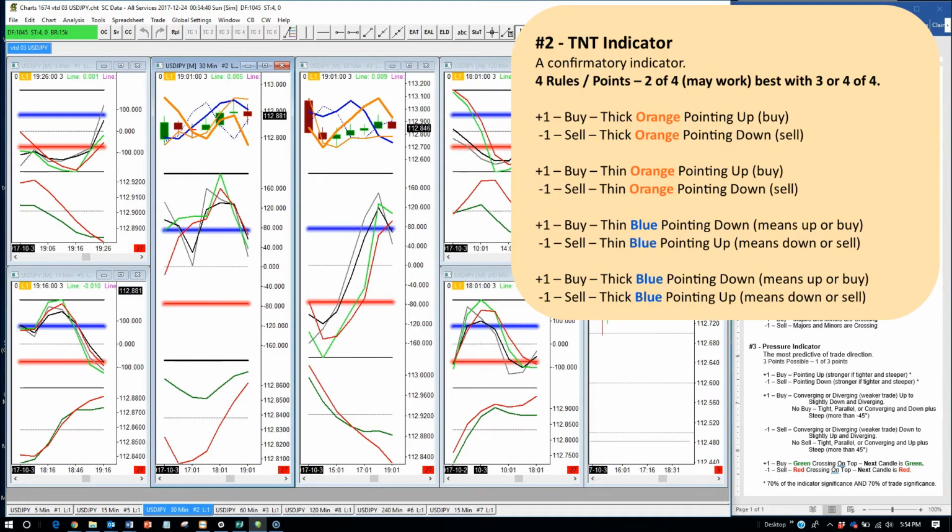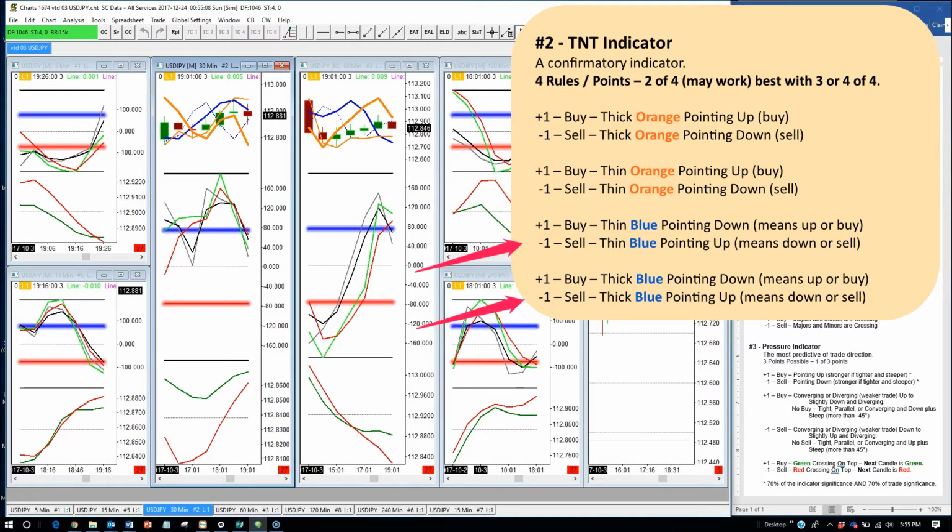This is our number 2 consideration, the TNTs. Okay, they're confirmatory. So for the sell, we want the thick orange pointed down. We want the thin orange pointed down. Let's take a look. Well, the thick orange is down. The thin orange is slightly down. You see it ratcheting down a little bit. It's not impressive, but it's down. And then for the thin blue, we want it pointed up. That means it's going to be moving down in a sell, and we want the thick blue pointing up.